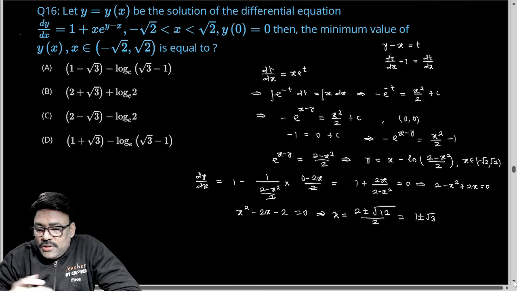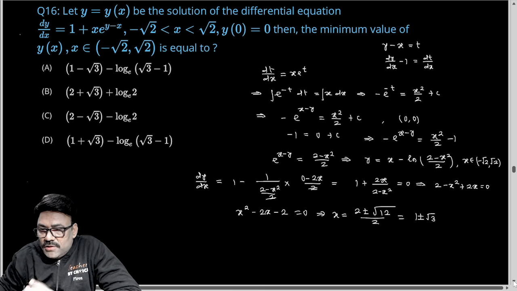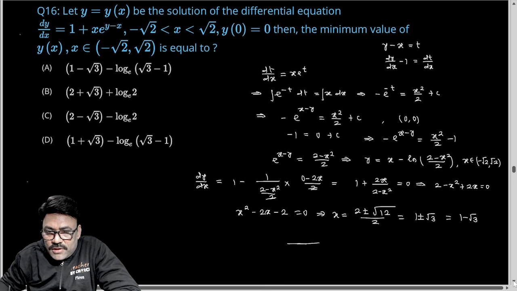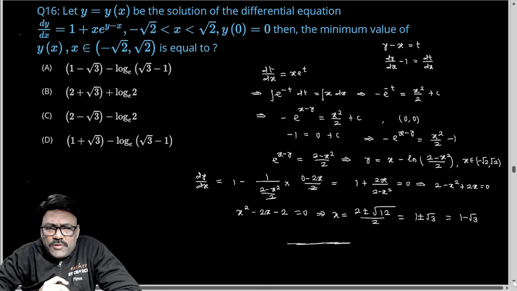But 1 plus root 3 is greater than root 2. So in fact, in this interval, you are getting only one critical point, which is 1 minus root 3. So now if you check the sign of this derivative, obviously the minimum value, see what is happening here.